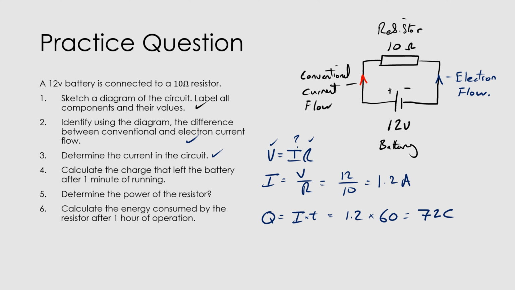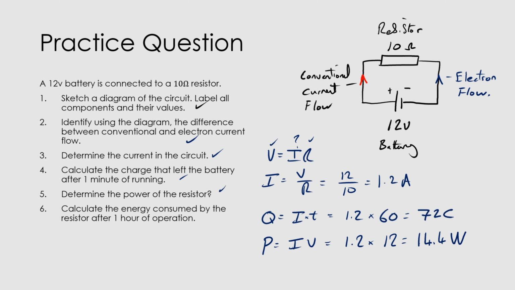Question 5, determine the power of the resistor. P is equal to IV, and in this case our current is 1.2 amps, multiplied by the voltage of 12 volts, which equals 14.4 watts.